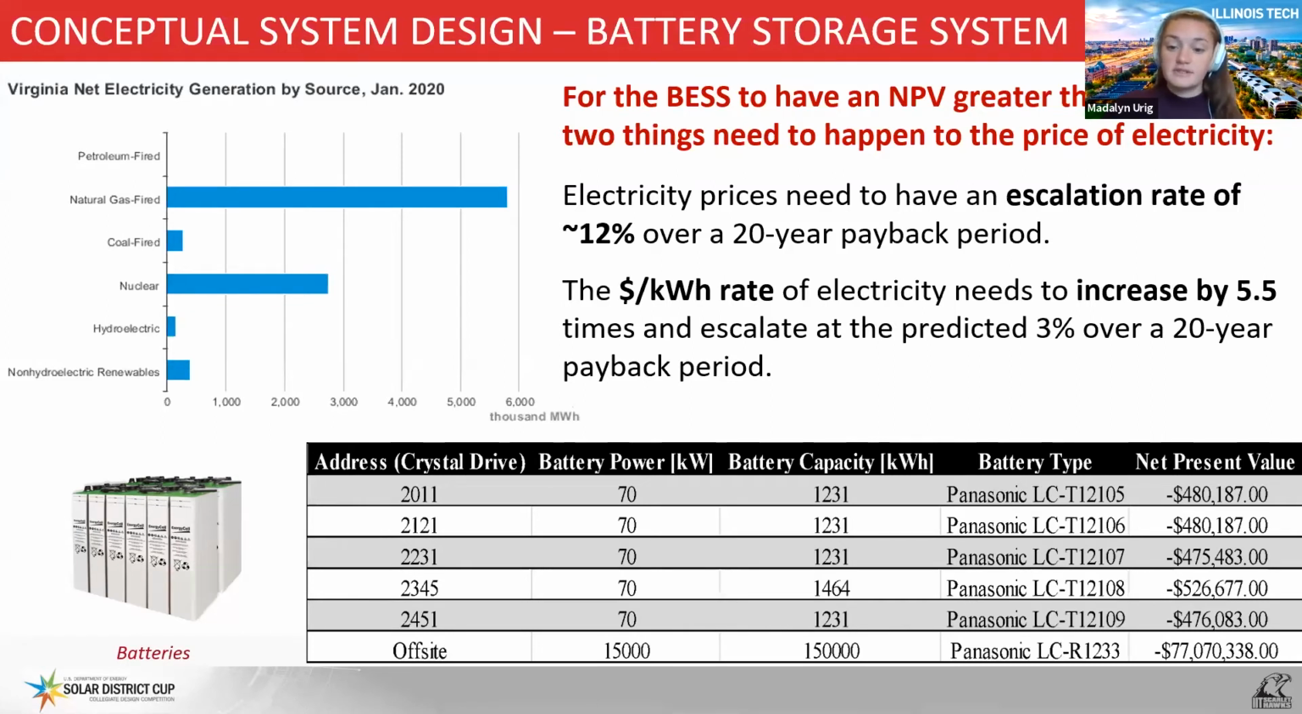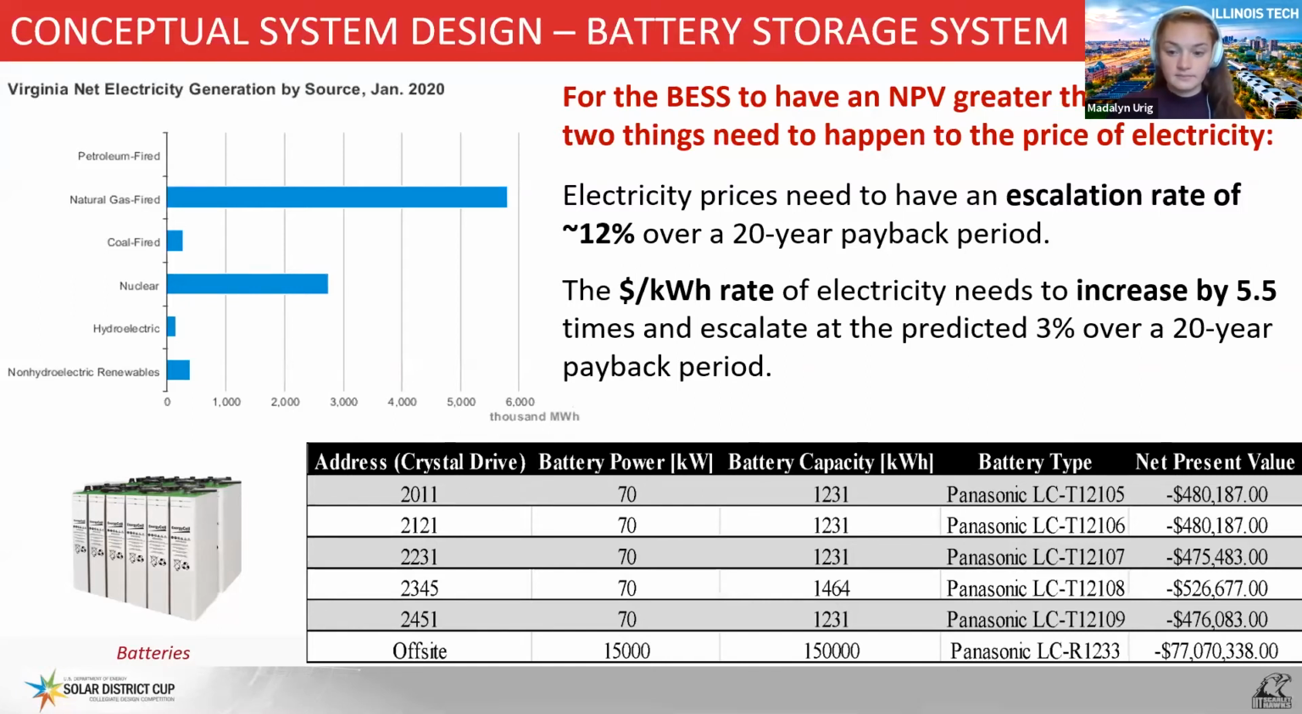For a battery energy storage system to financially work out, we determined two possible solutions, both anticipating future legislation for a fee on carbon-based fuels. As shown by the left graphic, the majority of Virginia's electricity is coming from natural gas, a fuel that would be affected by a carbon fee. If the prices of electricity rise by about 12% annually, the battery energy storage system will break even. This is also the case if the dollar per kilowatt hour rate of electricity increases by 5.5 times.